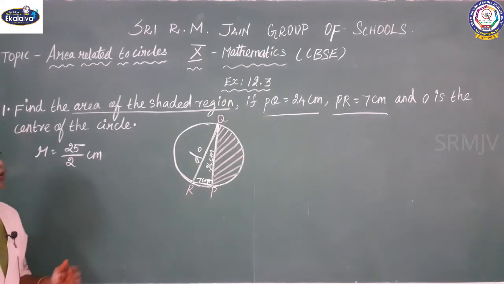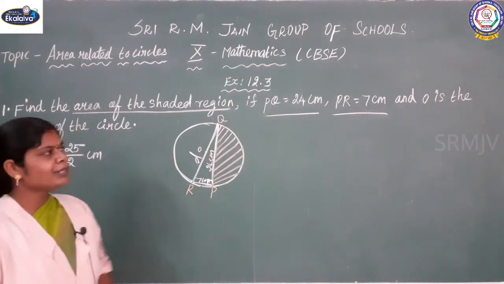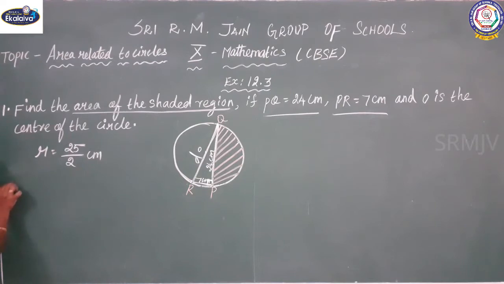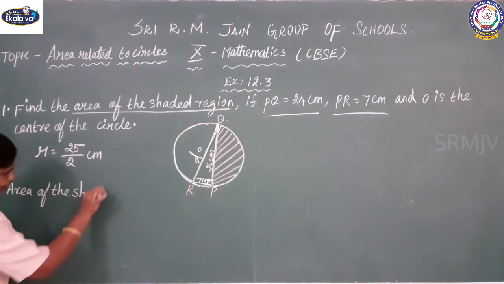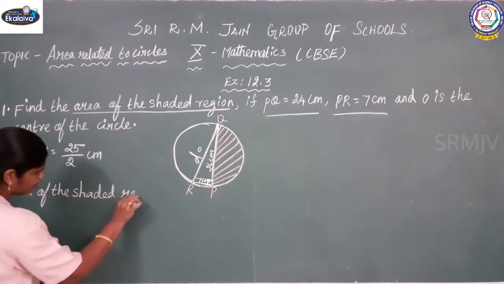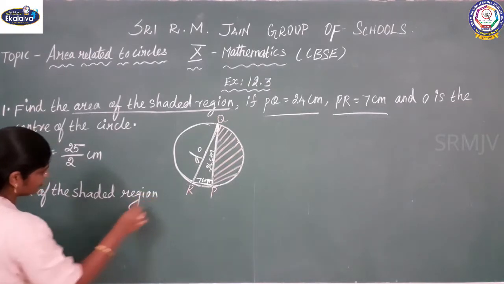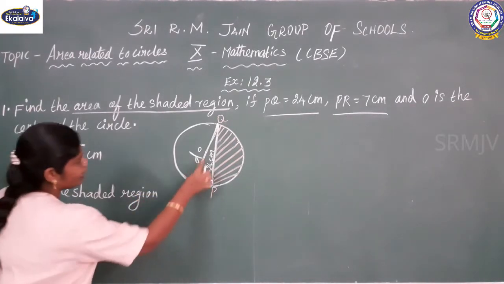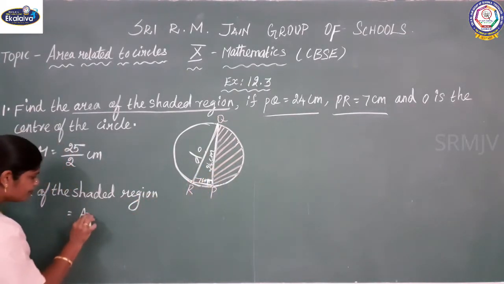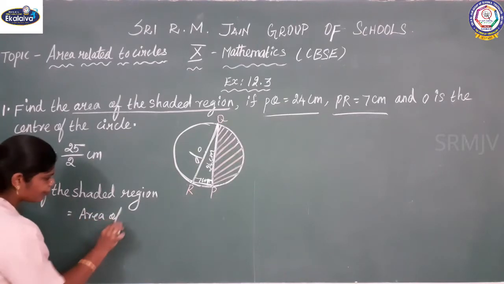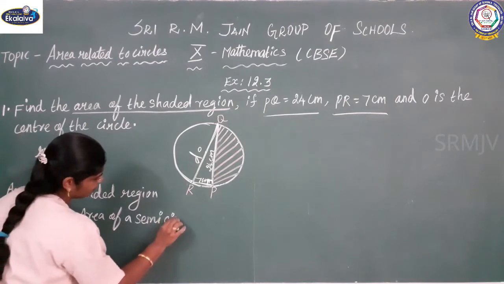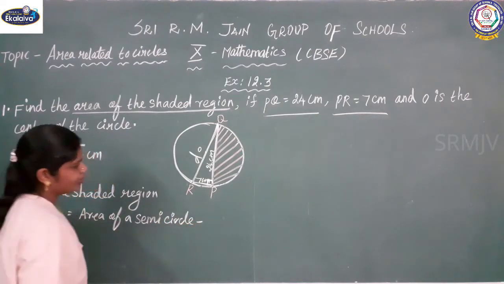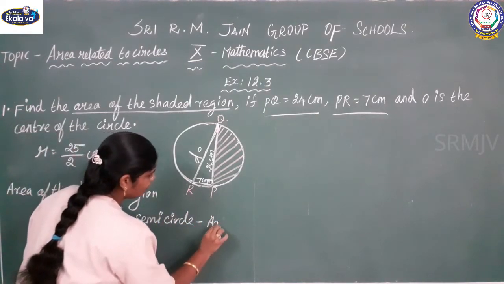Next we are going to find the area of the shaded region. So area of the shaded region equal to area of a semicircle minus area of a triangle.